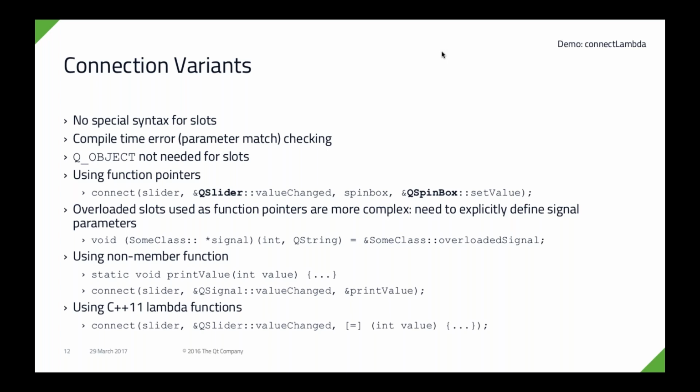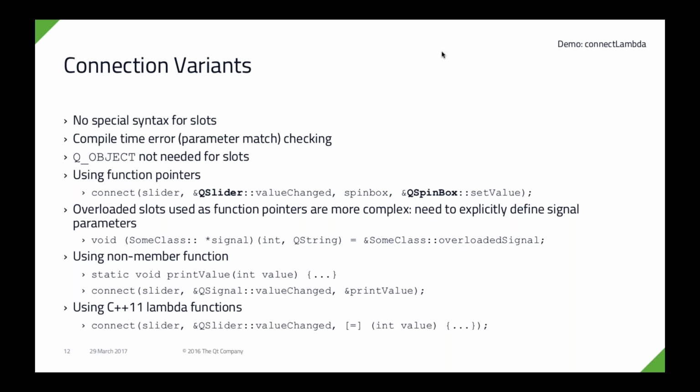Using a function pointer, if we look at the code sample we've got here, when we connect, the slider is of course a pointer to a QSlider. When the value is changed, if we have a spin box, then it will just set the value, so you can use that function pointer there. If you've got overloaded slots, then you would need to define a pointer to that and explicitly define which signal parameters you're using. So that's a bit more complex. Is everyone okay with that?